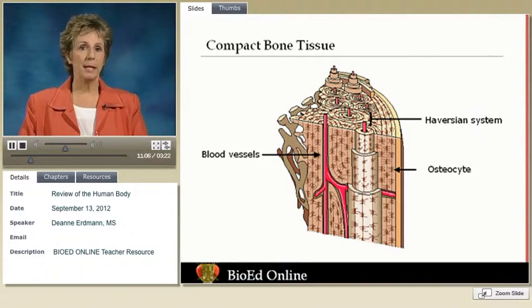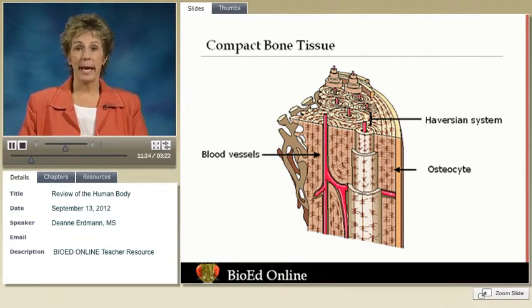So needed materials come in through the central canal, and these little tiny canals called canaliculi, materials will move out into the osteocytes, which are kind of the spider-looking little structures. Osteo means bone, cyte means cell.